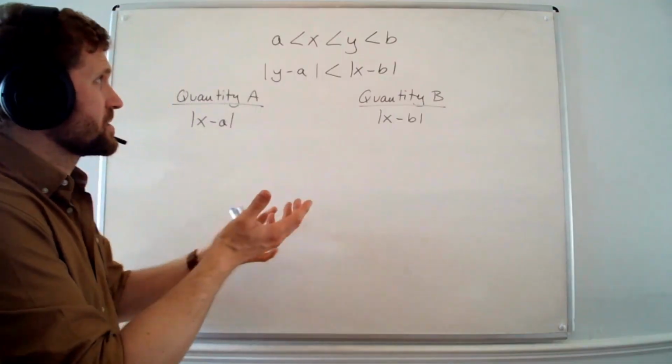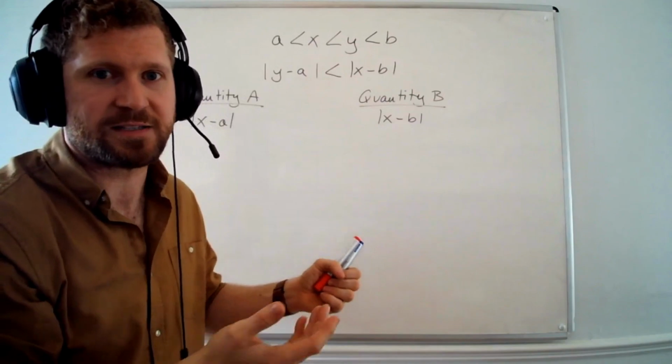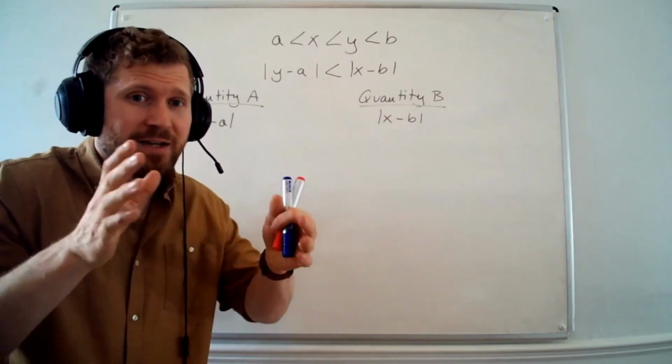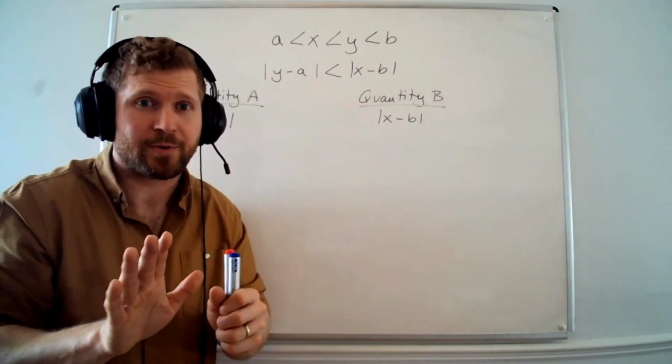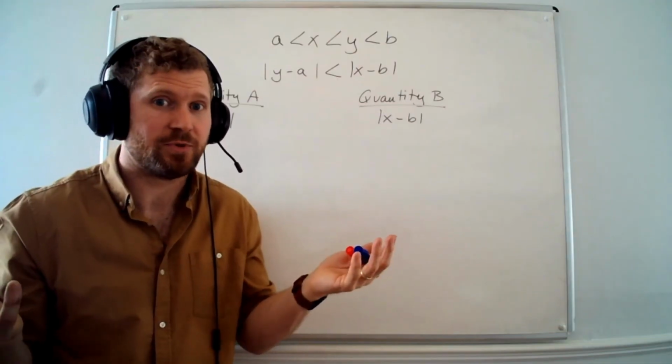All right, so what's going on here is I've got this string of inequalities. A is less than X, is less than Y, is less than B. I don't know how close or how far apart these things are, but I at least know which order they're in as we're going from smallest to biggest. Don't know about positives or negatives. Might affect things, might not at this point, I don't know.